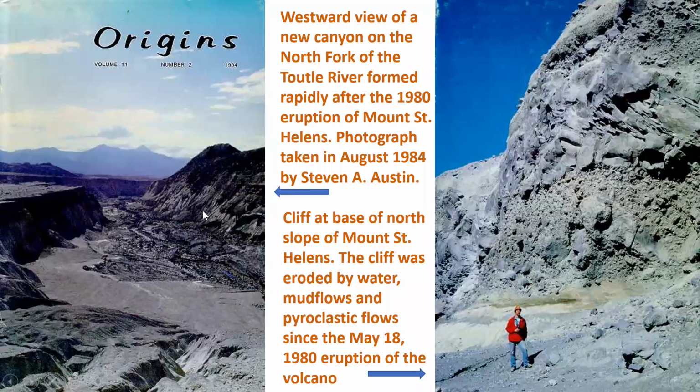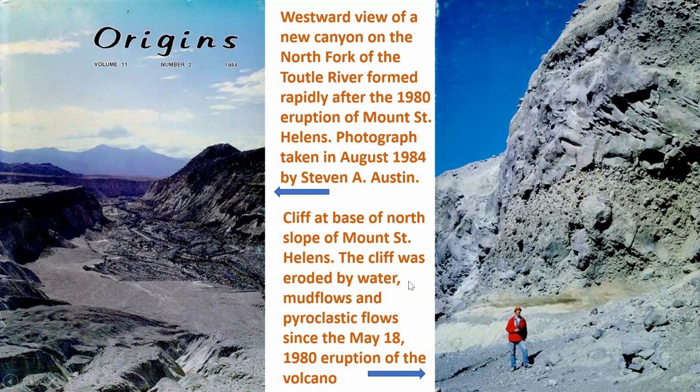Okay, so we have the origins, the same place. Yes, the same picture there. Westward view of the canyon, formed rapidly. August 1984, picture taken. And on this side, you have the cliff at the base of north slope of Mount St. Helens. Again, the person gives the scale.